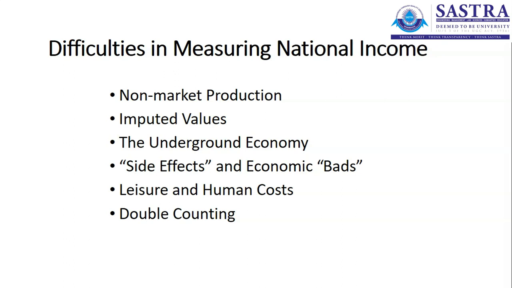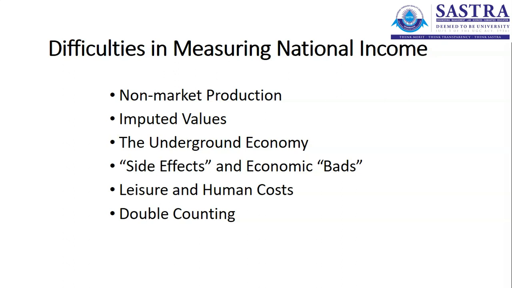It is like the underground economy. Corruption or black money in the economy also affects the national income. And side effects, or economic bads, also happen. If one particular sector increases, or the income is generated by one particular sector, it may in turn affect the other sector.